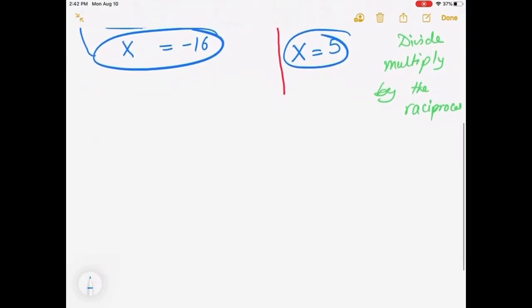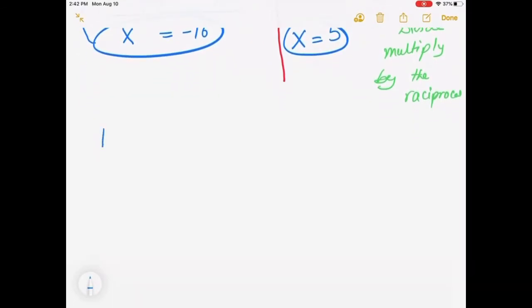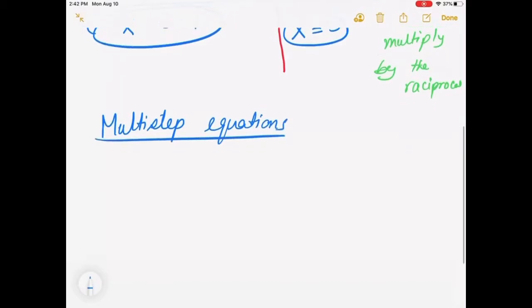Now, this was the one-step equation. Now let's move on to multi-step equations. Okay, here comes my first example.